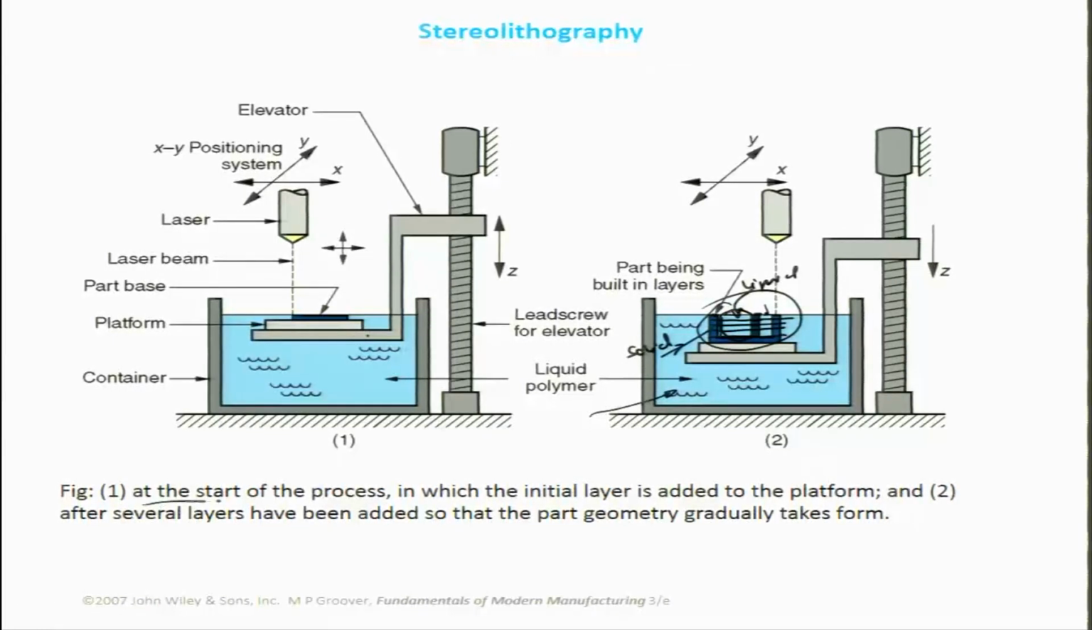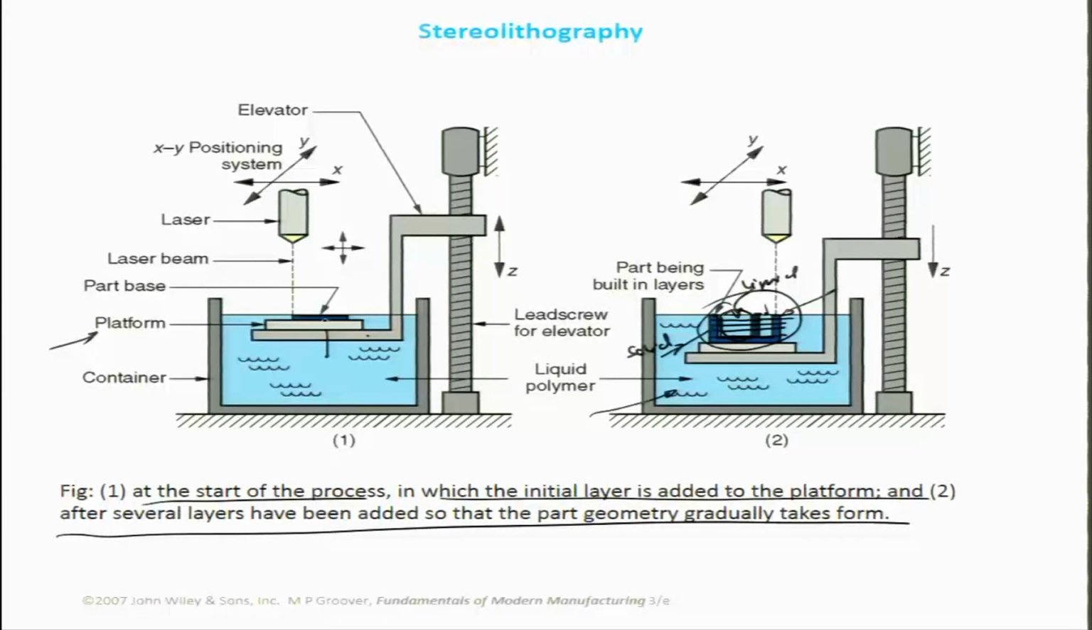At the start of the process, in which the initial layer is added to the platform, this is how the continuous laser light would operate, and then after several layers have been added, the part geometry generally graduates into a certain form and shape, which is represented in this figure here. So, every time a solid part is formed and the platform goes down, it is covered with fresh resist, and the fresh resist can again be cured either in selected regions or in totality, so that you can have a complex shape being realized.